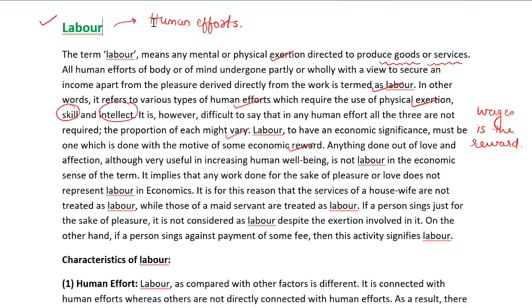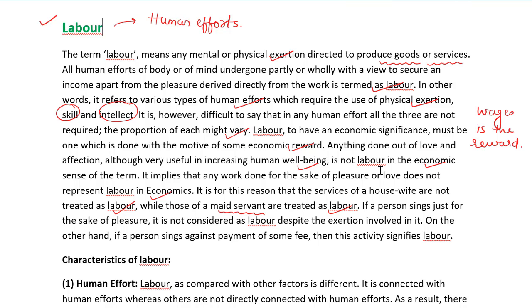Anything done out of love and affection is not labor, although it is very useful in increasing human well-being. It is not labor. Why? Because in economic sense over here, we are talking about the term labor. Economic sense, financial sense. It implies that any work done for the sake of pleasure or love does not represent labor in economics. It is for this reason that services of a housewife are not treated as labor, because she works in her house because of love and affection of the family, while those of a maid servant are treated as labor because she or he doesn't work for love and affection.